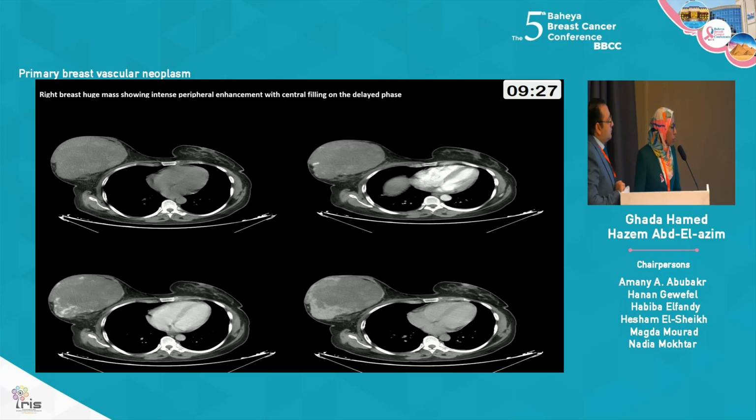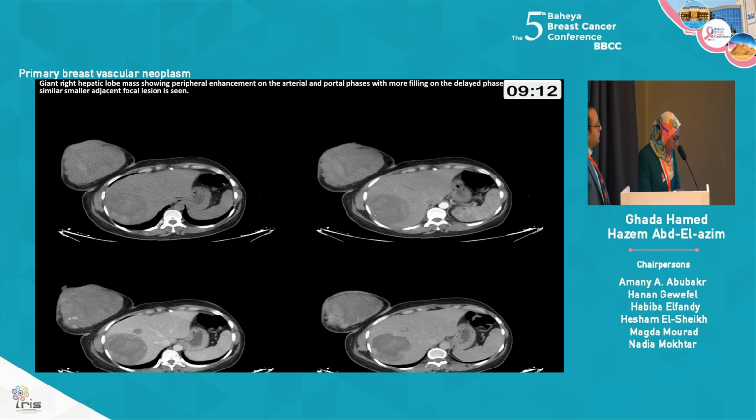Metastatic workup, CT chest abdomen pelvis with triphasic liver study, revealed a huge right breast mass showing intense peripheral enhancement with centripetal filling on the delayed phases. A giant, well-defined right hepatic lobe focal lesion showed peripheral enhancement on the arterial and portal phases with more filling on the delayed phase. A similar smaller adjacent lesion was also detected.